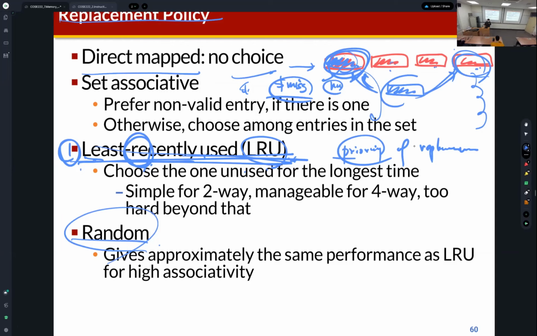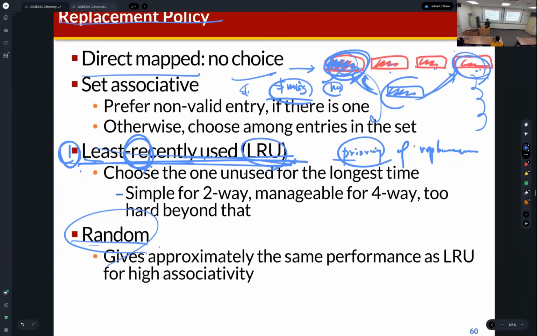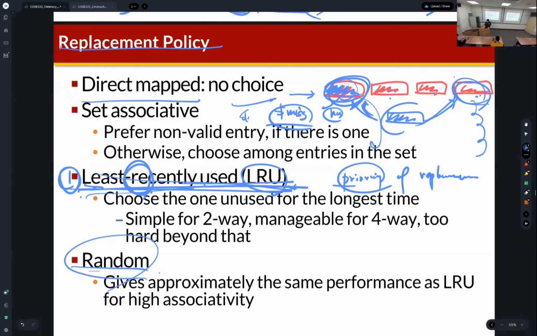Okay, so the ARM processor actually employs a random replacement policy for its cache hierarchy. But it is known that if the cache employs the random replacement policy, the cache performance is lower than with the LRU replacement policy. Okay, so if we use a set associative cache or fully associative cache, we need to consider the replacement policy.